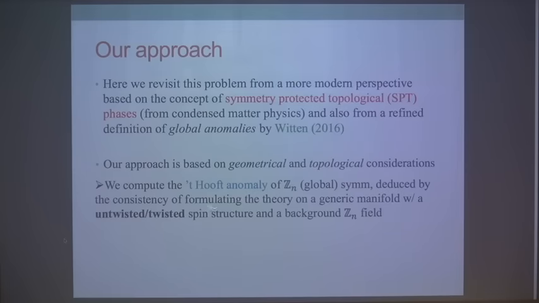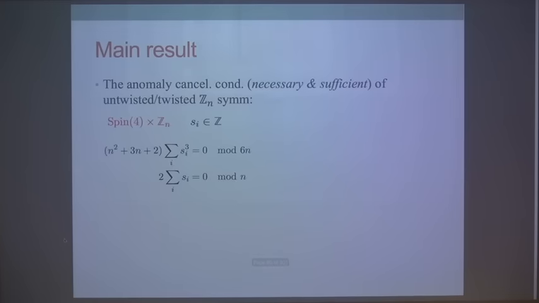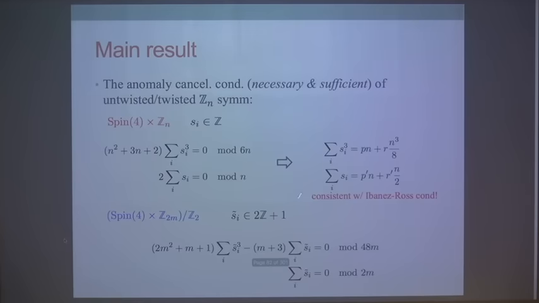To be more precise, we compare the anomaly of a Zn global symmetry deduced by the consistency of formulating the theory on a generic manifold with either untwisted or twisted spin structure and a background Zn gauge field. And this is my main result. Maybe I will skip, but there are either the untwisted case and the twisted case. And I want to point out that in all these equations, only the cubic and linear terms are present, as expected.